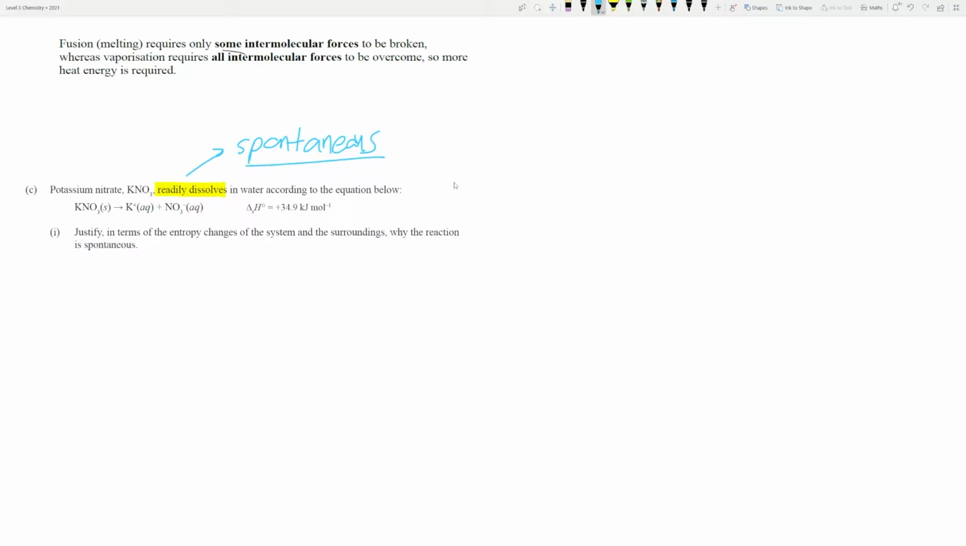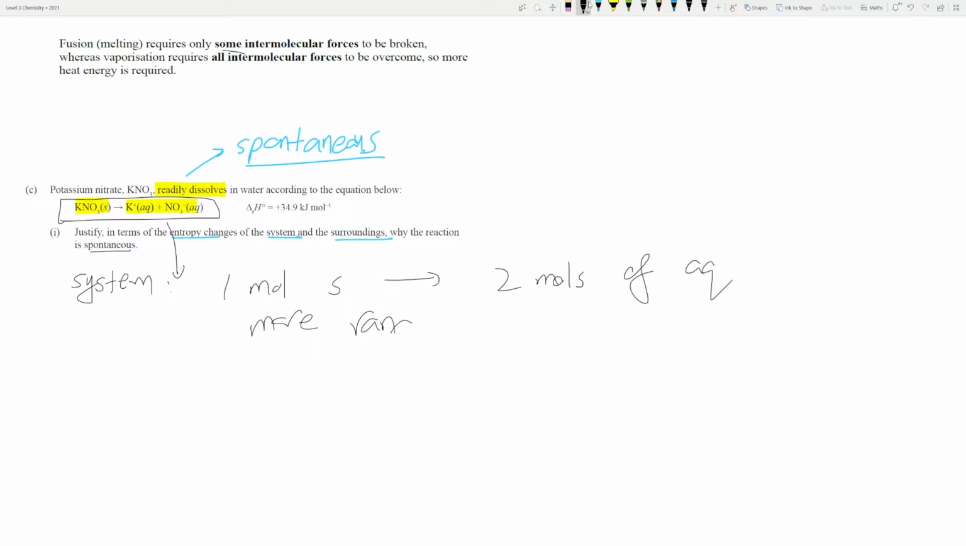Okay, now justify in terms of entropy change of the system and the surroundings. If you grinded some exam papers, you would see this quite often, and they even told you the reaction is spontaneous because that's what readily dissolves tells us. So what you need to look at is the system, so that's looking at the equation. If you look at the left hand side, you're going from 1 mole of solid to 2 moles of aqueous. So obviously this would increase in entropy, because this is more random as a result.